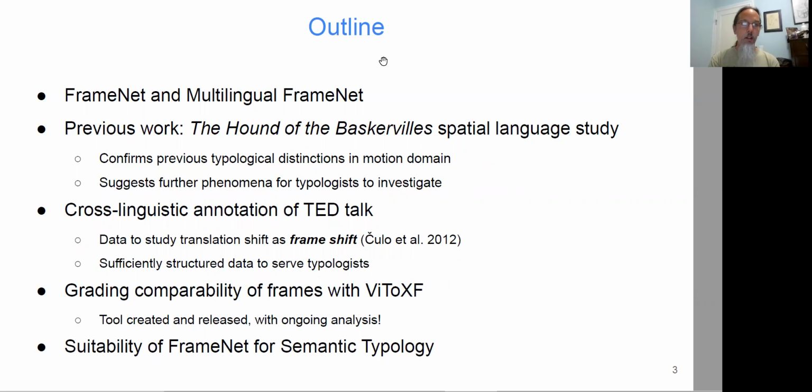The outline: we're going to start with an intro to FrameNet and Multilingual FrameNet. There's previous work on the Hound of the Baskervilles spatial language study. Then we talk about cross-linguistic annotation of the TED Talk. Then we talk about how we're trying to prove comparability of frames with ViToXF. And then we're going to open it up for discussion of how suitable FrameNet is for semantic typology.